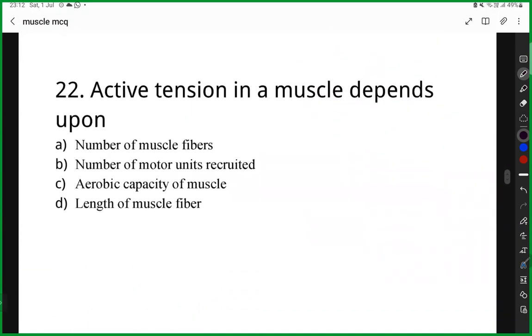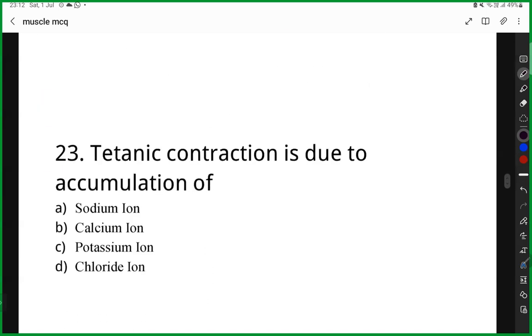Active tension in muscle depends upon. Active tension of muscle is going to depend upon what? Is it the number of muscle fibers, the number of motor units, aerobic capacity, or length of the muscle fiber? Always remember, active tension of the muscle depends upon the number of motor units recruited. So that is the answer.